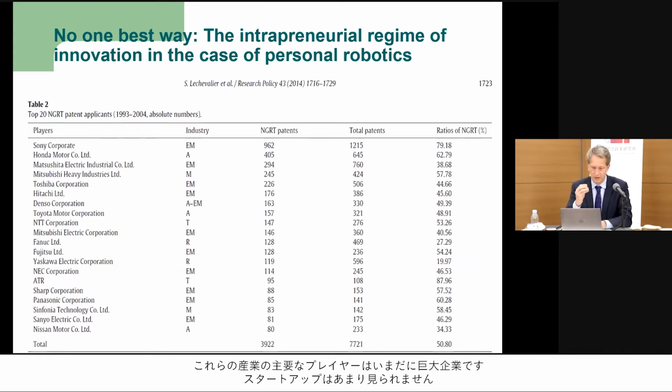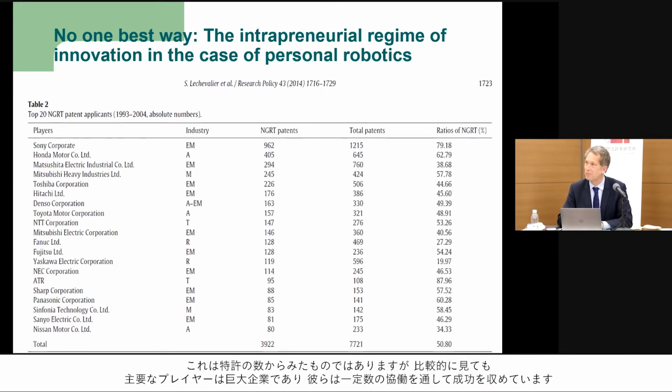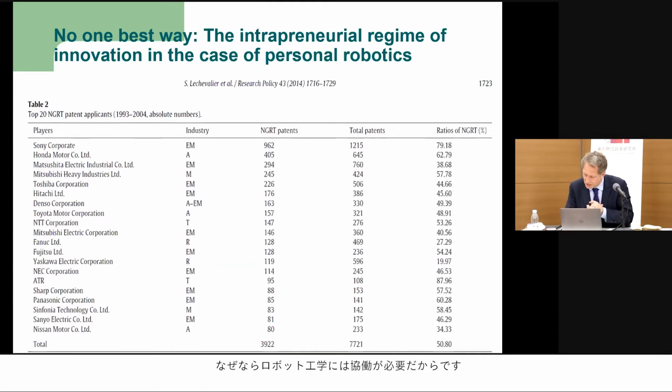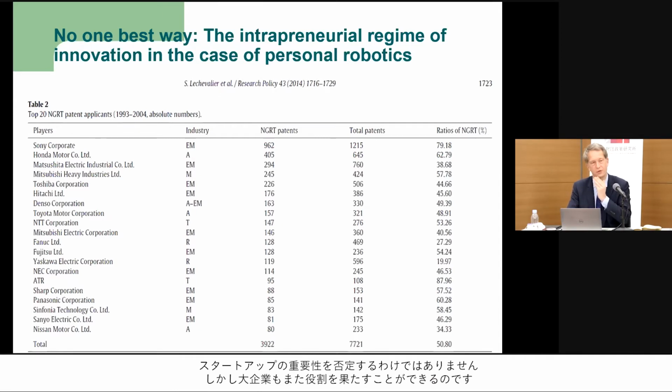Major players in these industries are still very large companies. You do not see startups. Of course, I gave absolute numbers of patents, but even relatively, the dominant players are large companies, and they are quite successful through a certain number of collaborations, because robotics requires a lot of collaboration. We call this not a model of entrepreneurship, but a model of intrapreneurship. So there's still a space in some industries for innovation within large firms. We do not deny the importance of startups, but large companies can also play a role.